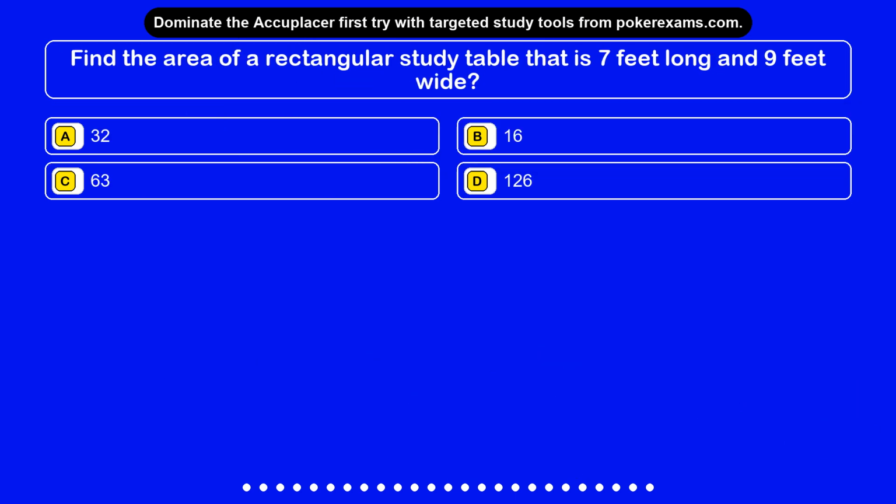Question 12. Find the area of a rectangular study table that is 7 feet long and 9 feet wide. Option A, 32. Option B, 16. Option C, 63. Option D, 126.